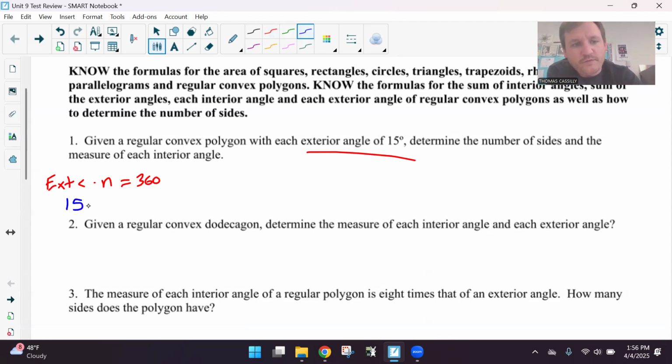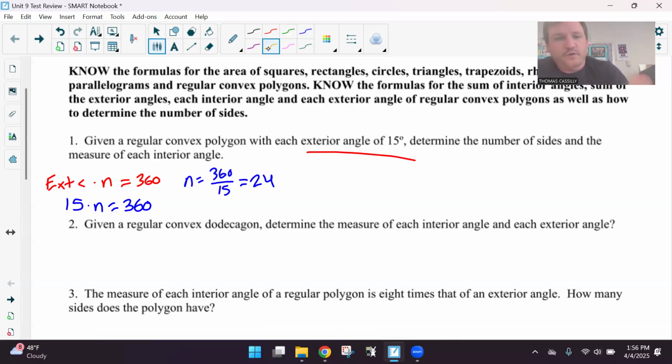So we can say 15 times n equals 360. Therefore, what is the number of sides? We know n is just equal to 360 divided by 15. 360 over 15 is 24. So this is a 24-sided shape. I don't know what that's called. It has 24 sides. So that was part one, determine the number of sides.